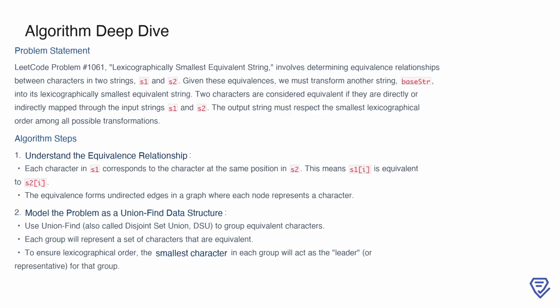To solve this, we can model the equivalence relationships as an undirected graph, where each character is a node, and equivalences form edges between nodes. The key is to use a union find data structure to group equivalent characters efficiently. Each group will have a leader, which is the smallest character in lexicographical order, and this leader will represent the group during the transformation process.